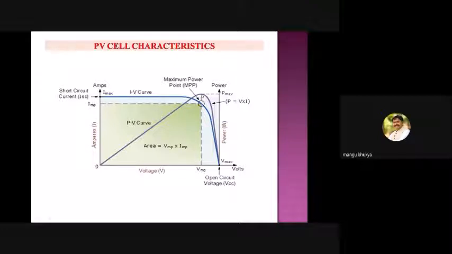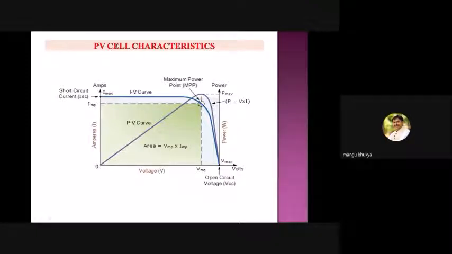Mechanical tracking will rotate the panel based on the direction of the radiation. So that is sun tracking. Mechanical tracking is nothing but sun tracking. We are tracking the sun position. That is the sun tracking. But here, this is different.